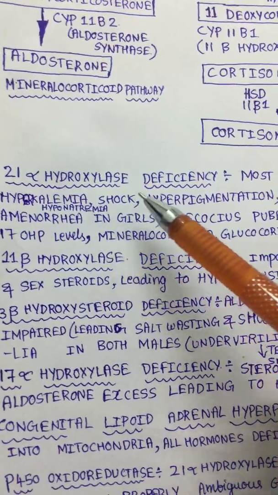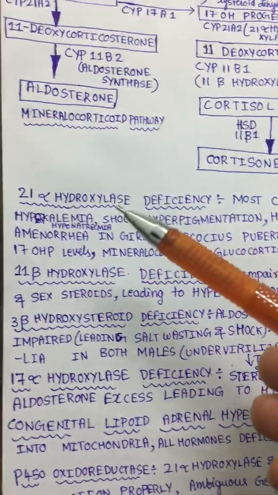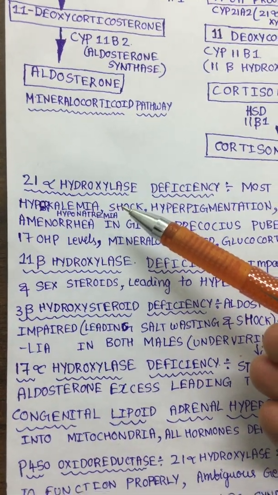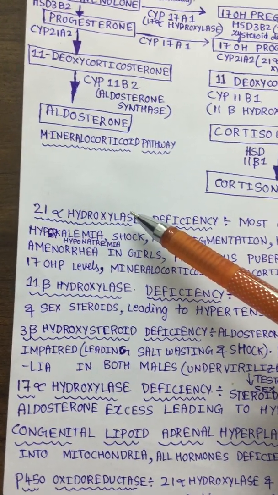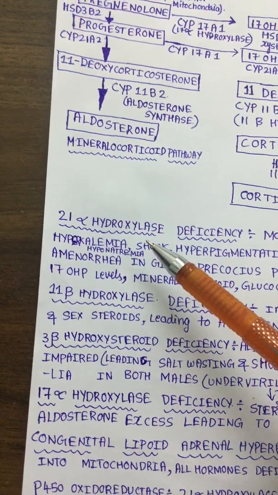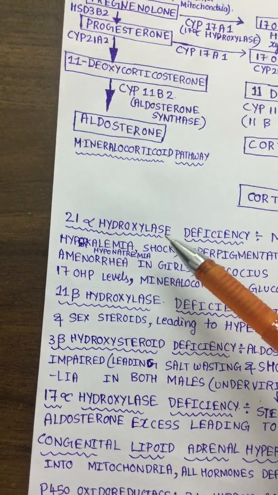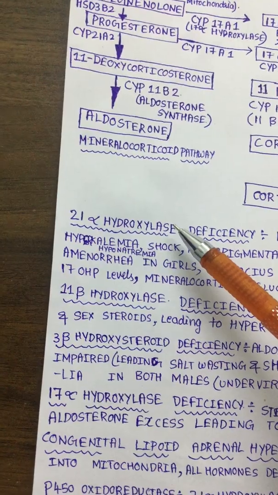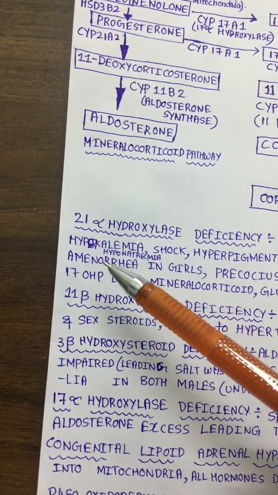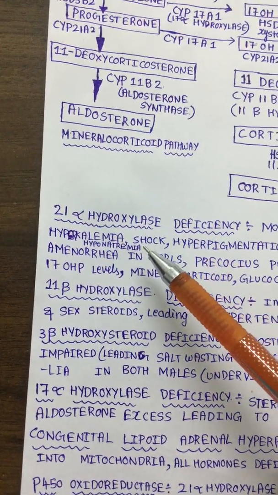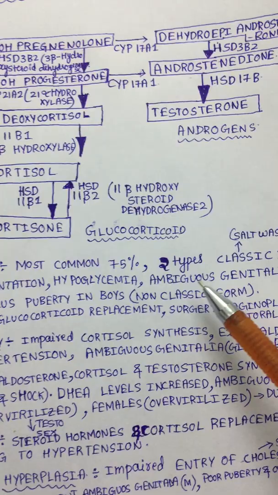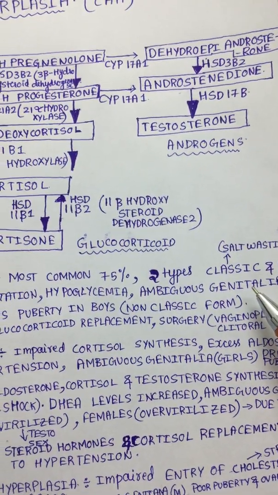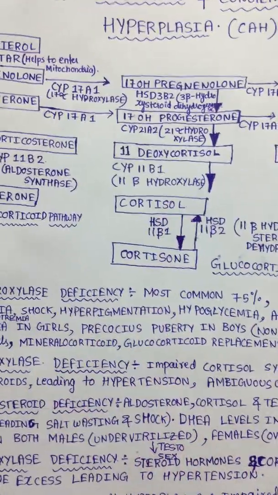In the classical form, which presents in the newborn period, it will lead to hyperkalemia, hyponatremia, shock, and hyperpigmentation. So the baby will come with hypoglycemia, shock, and hypotension with hyperkalemia and hyponatremia. Also metabolic acidosis, because hydrogen excretion is also done by aldosterone. If it is deficient, hydrogen cannot be excreted, and it will lead to metabolic acidosis. So hyperkalemia, metabolic acidosis, hyponatremia, shock, hyperpigmentation, and hypoglycemia will be seen in children in the neonatal period, and ambiguous genitalia can be seen in female babies. You can suspect this as 21 hydroxylase deficiency.